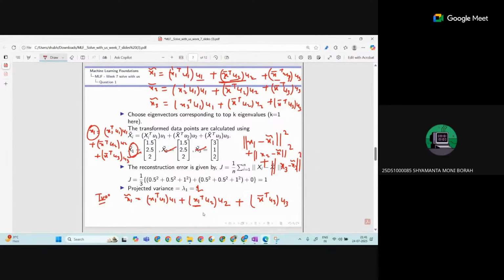Sir, irrespective of the lambda value, say for example lambda for u1 is higher, so this u1, u2 is already according to the higher one. But in the case of two-dimensional, we'll have to do it like this, right?